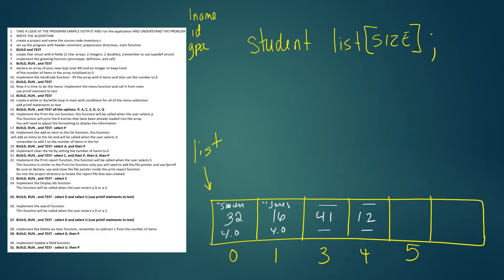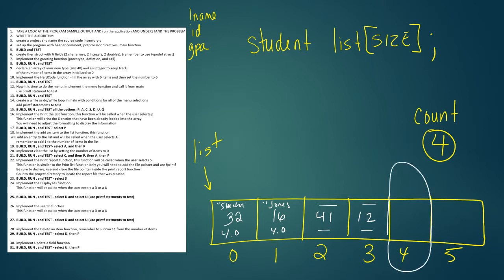So if I have 4 cells, if I have 0, 1, 2, 3, and so on. All right, so if I have something in list at index 0 and list at index 1 and list at index 2 and 3, that means that my count right now is 4. And if you go back to watch the other video, count holds the first empty location.